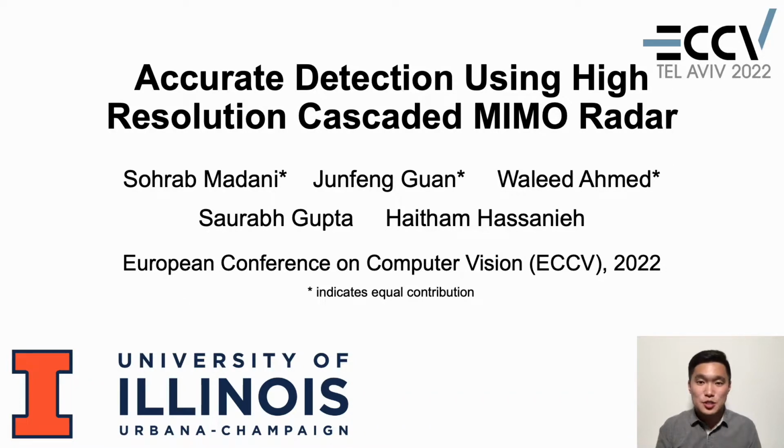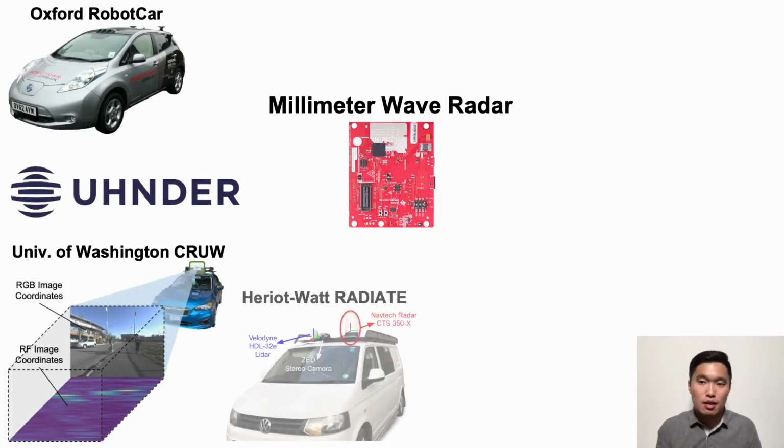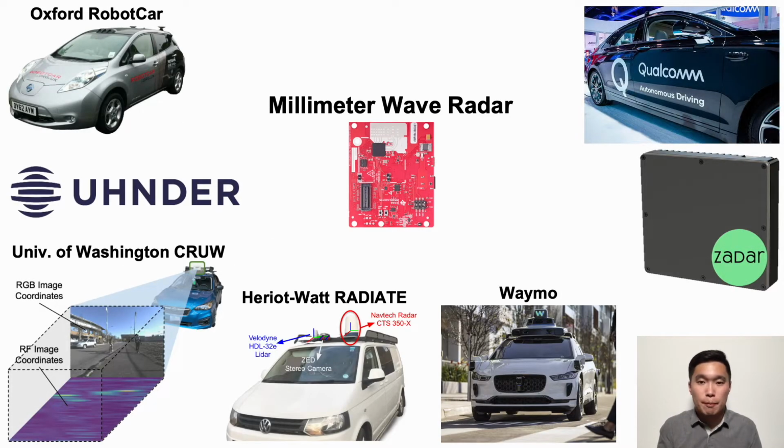Hi, in this video we present our work, Accurate Detection using High-Resolution Cascaded MIMO Radar. Recently, there has been a significant amount of work on leveraging millimeter wave radars for imaging and object detection in autonomous driving.